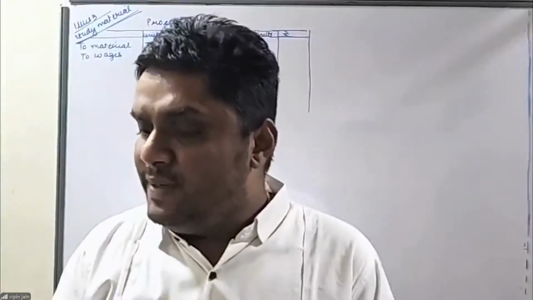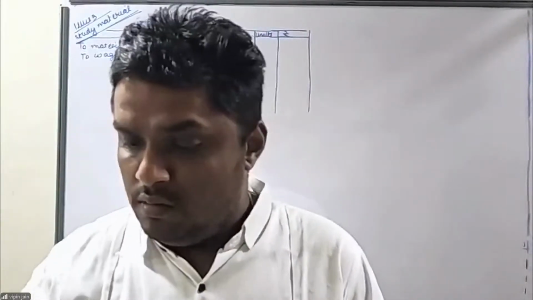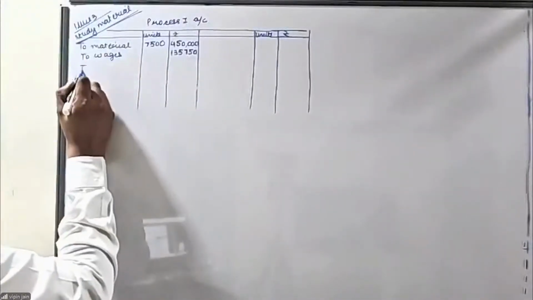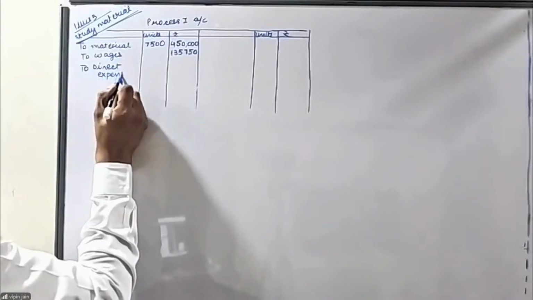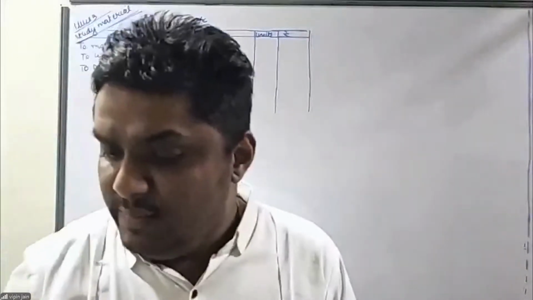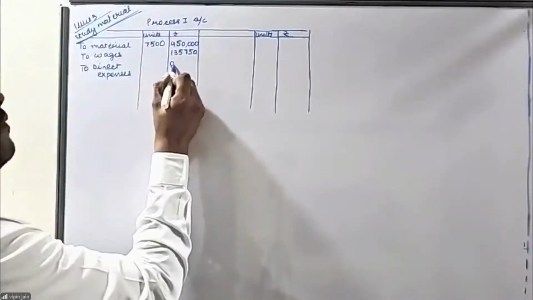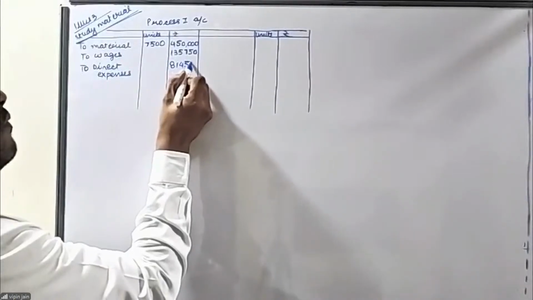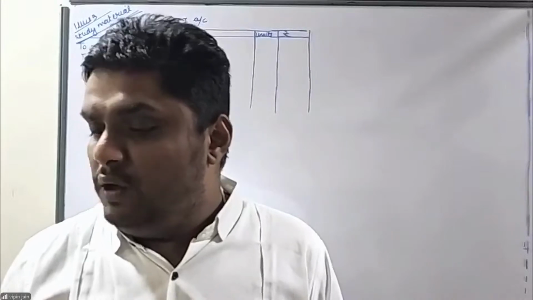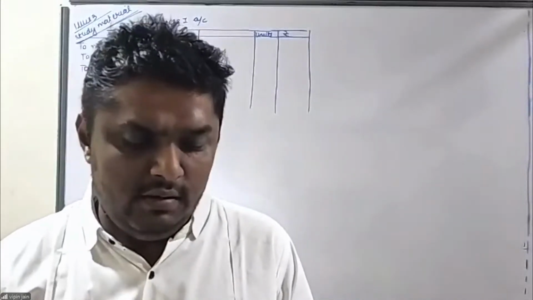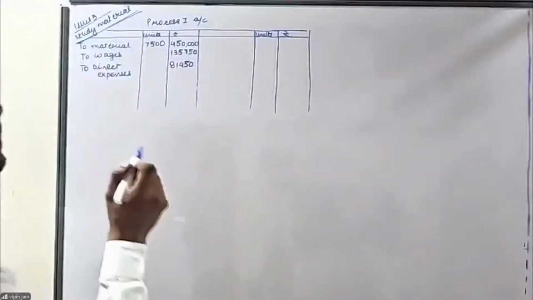Direct expenses are 60% of direct wages, so it will be 81,450. Further, manufacturing overhead is 20% of direct wages, so this will be 27,150.